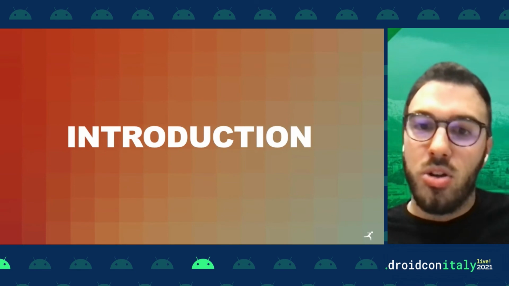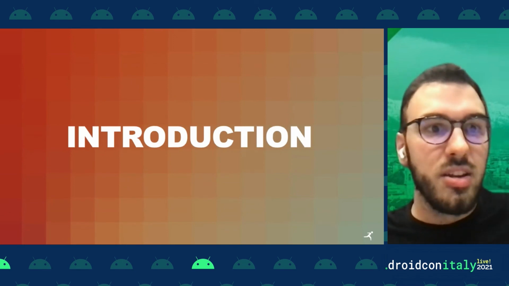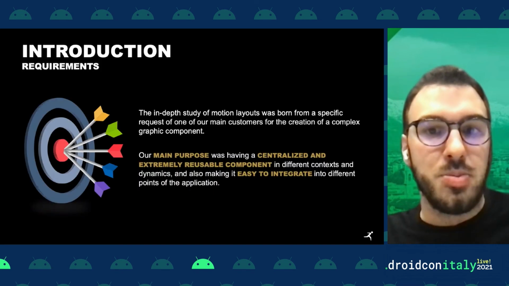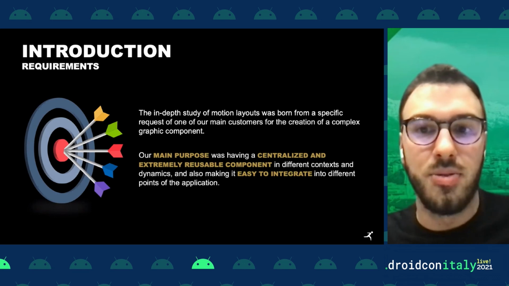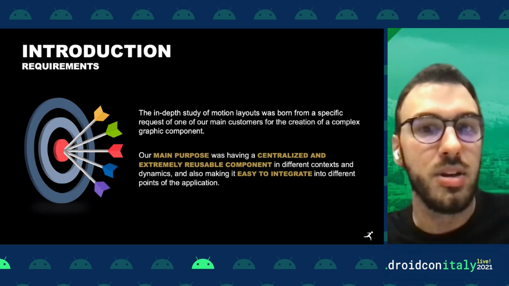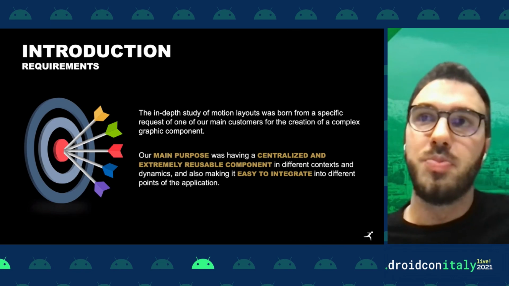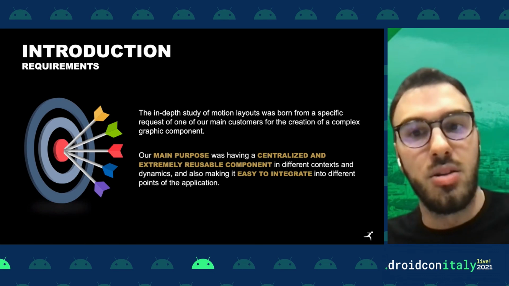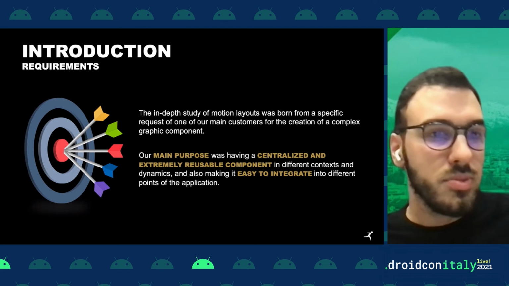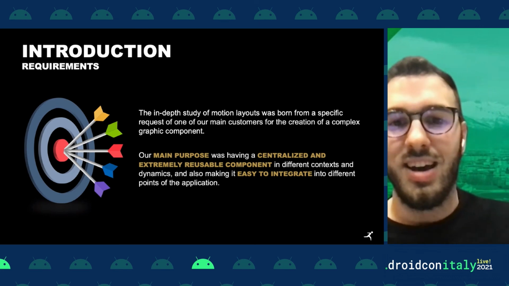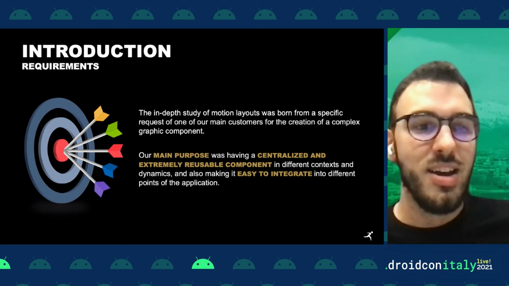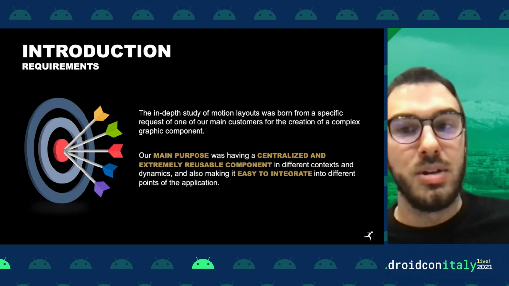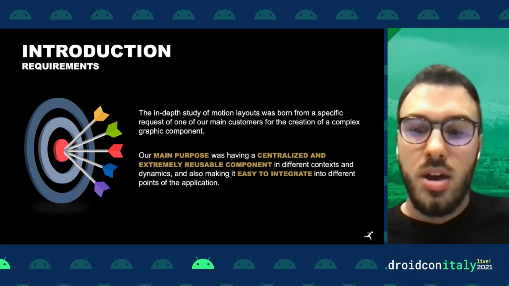Now let's move on to why we started to investigate and use a custom view with MotionLayout. It all started from a specific request from one of our customers for the creation of a complex graphic component to be used in different points, in different contexts of our application. The solution to be implemented had to be centralized and highly reusable. That component also had to be easy to integrate, since the entire development team uses it inside the app.